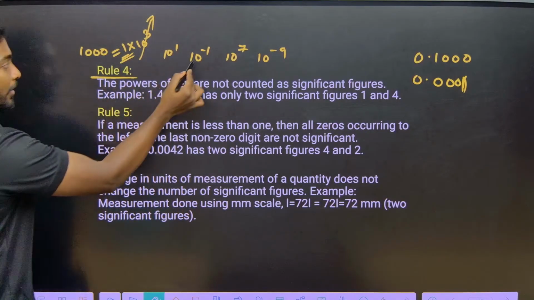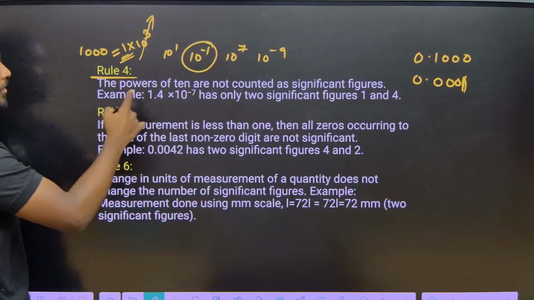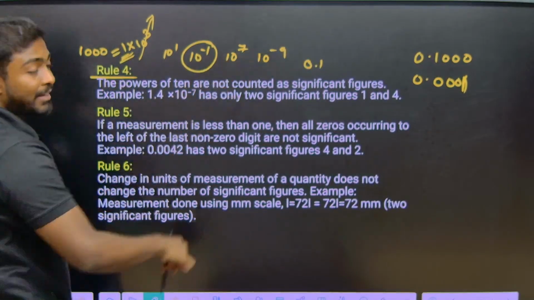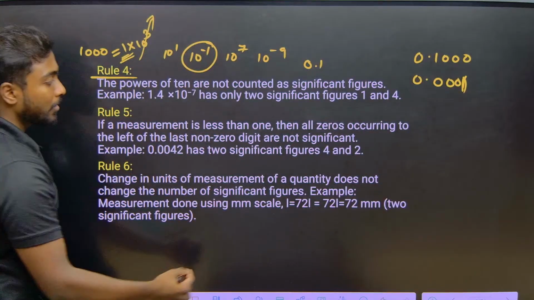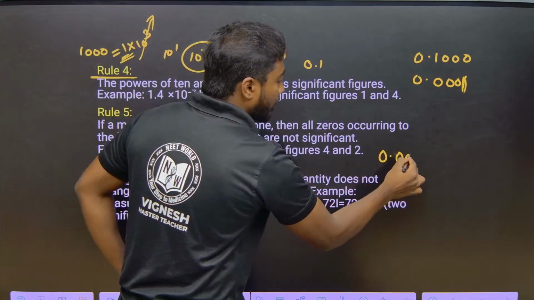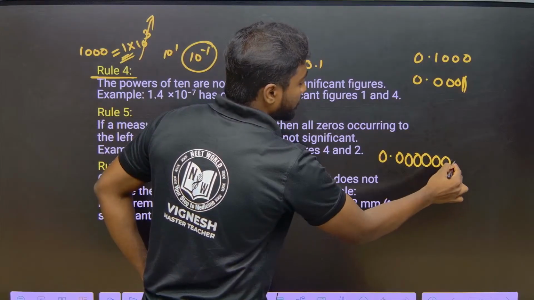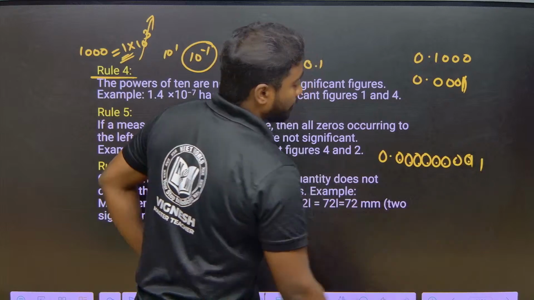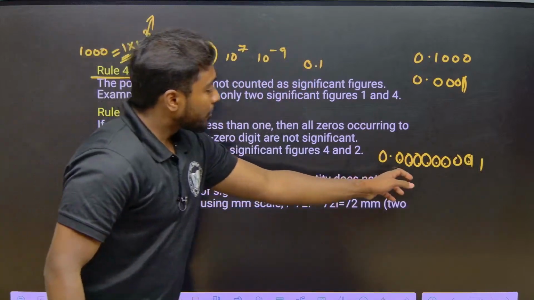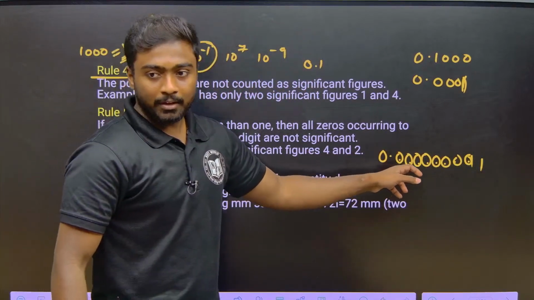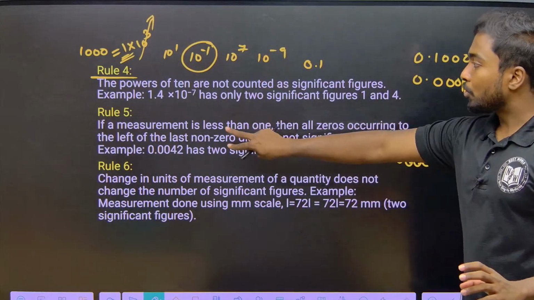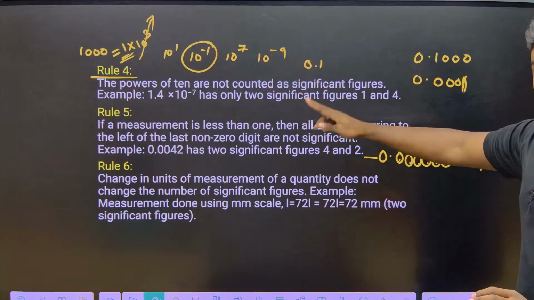Same thing, rule number 4 is there, 10 power minus 1. What is 10 power minus 1 meaning? 0.1. What about 10 power minus 9 meaning? 0.000000001. 1, 2, 3, 4, 5, 6, 7, 8, 9. Okay, so how many zeros are there? 8. Yes or no? So these are not counted as significant. So rule number 4, rule number 5 and rule number 2 are almost the same only.